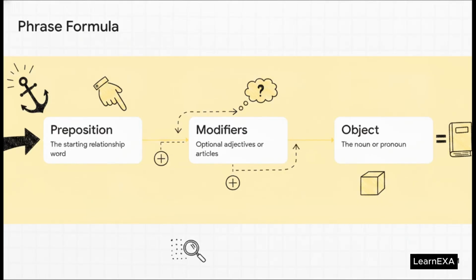Actually, we can turn sentence construction into simple logic. It's almost like a math formula. You start with your preposition. You optionally add modifiers, like the or a big. And you end with the object, which is your noun or pronoun. So, in plus the plus room equals in the room. When you view it as a formula like this, it really takes the guesswork out of building sentences.